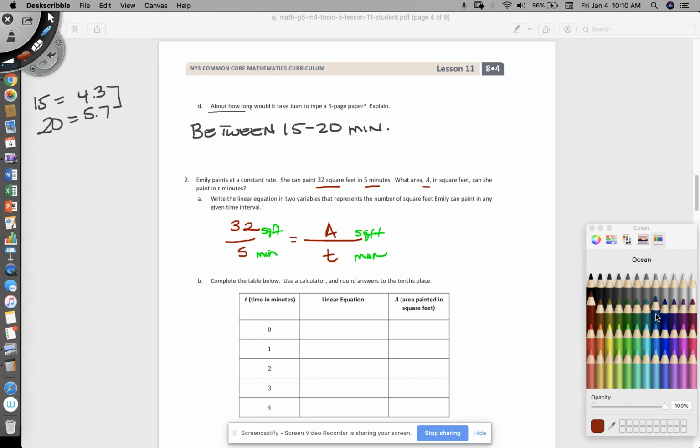So now we're going to go ahead and cross multiply these to get our equation. 5 times A gives me 5A. 32 times T gives me 32T. I'm going to divide out that 5 to get the A by itself, because I need at least one of these variables to be alone. And I wind up with A equals 32 divided by 5 times T. And that's going to be the equation I'm going to use here.